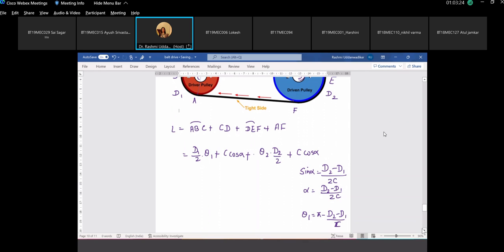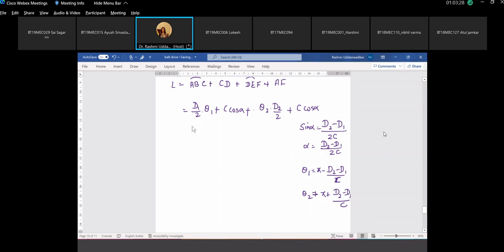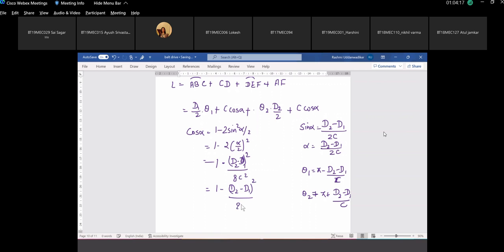And cos alpha is 1 minus 2 sine square alpha by 2, and since alpha is small, we take sine square alpha by 2 as alpha by 2 whole square, and the value of alpha we are writing as (D2 minus D1) upon 2C. So on simplification this comes out to be 1 minus (D2 minus D1) whole square upon 8C square.